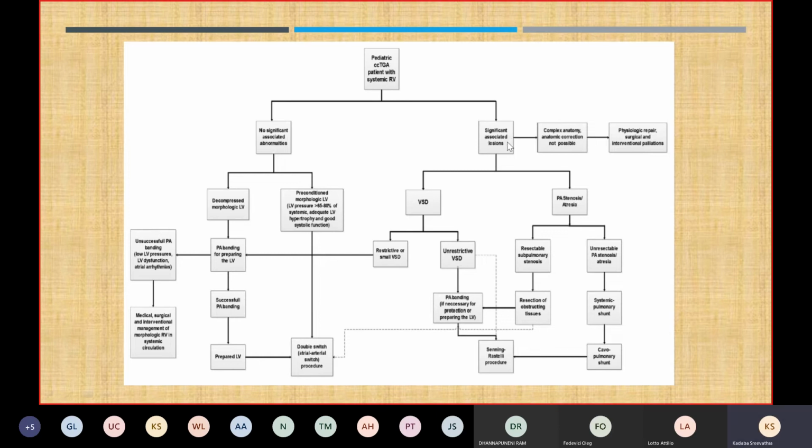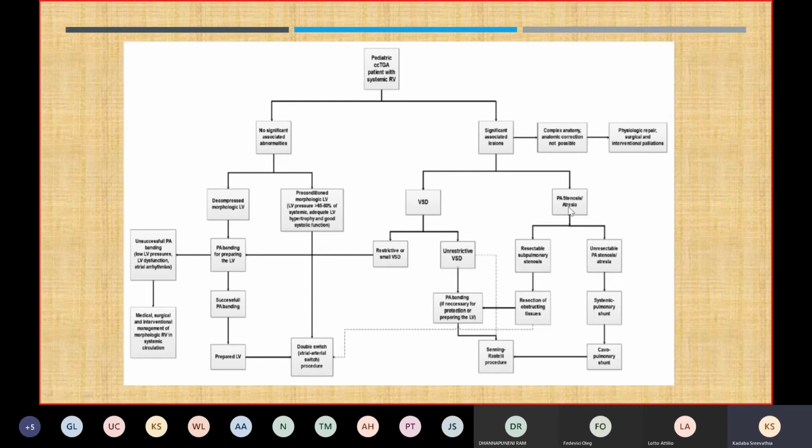If there are significant associated anomalies like VSD, if there is a small or restricted VSD, again go for pulmonary artery banding, preparation of the LV, and then a double switch operation. If it is an unrestricted VSD, you either go for a much simpler procedure, a Senning and a Rastelli, which can be a good bailout for these patients. If there is pulmonary stenosis, and it is a resectable subpulmonary stenosis, do a resection and then go ahead with the definitive surgical option.